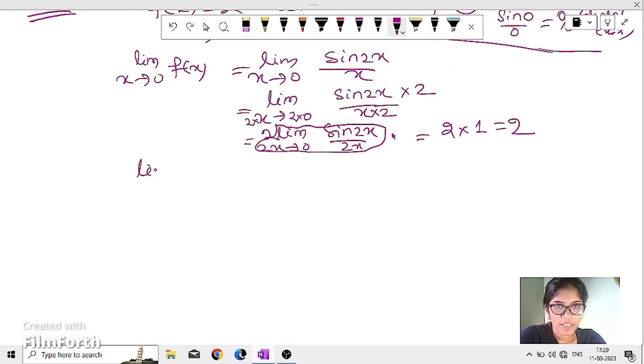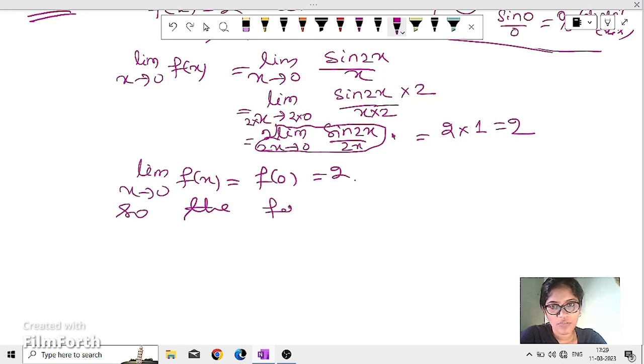Now here limit x tends to 0 f of x is equal to f of 0, which is equal to 2. So the function is continuous.